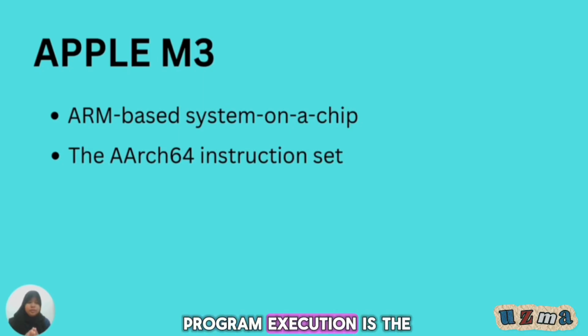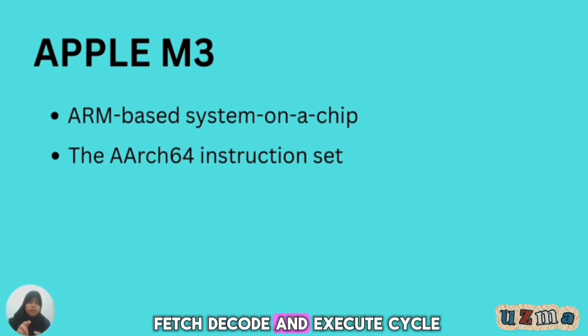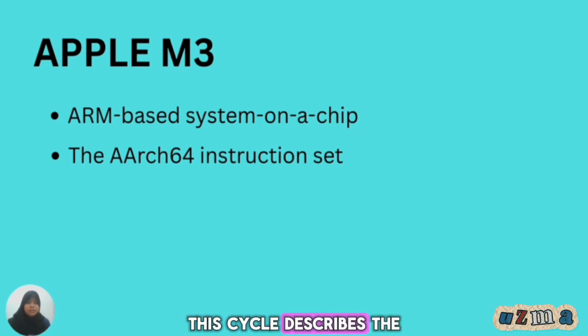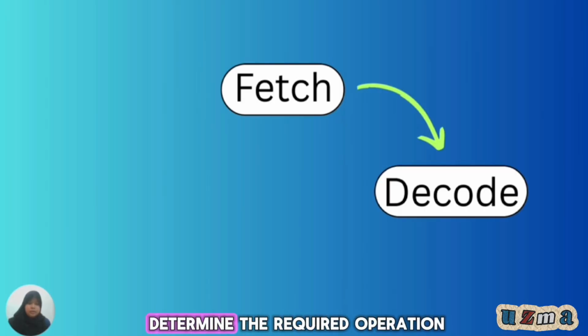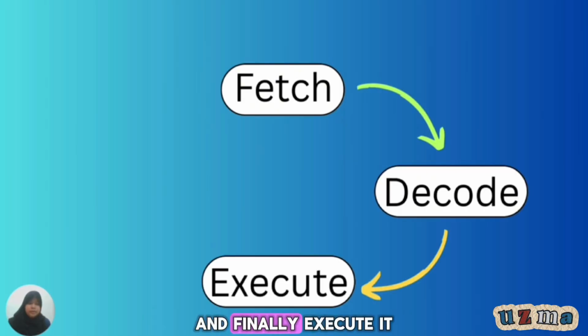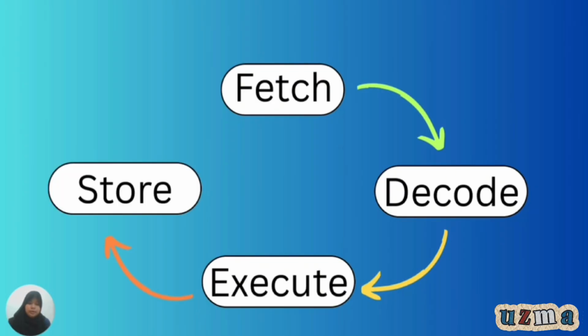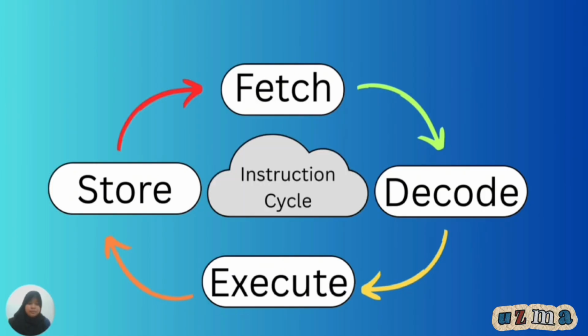At the heart of program execution is the instruction cycle, commonly known as the fetch, decode, and execute cycle. This cycle describes the fundamental steps the CPU follows to process instructions. First, an instruction is fetched from memory, then decoded to determine the required operation, and finally executed to produce a result. It will then be stored, and the cycle will repeat as it goes back into fetch.